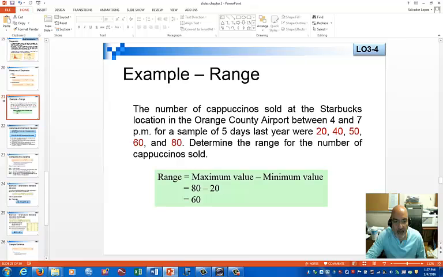The range, for example: the number of cappuccinos sold at the Starbucks location in the Orange County Airport between 4 and 7 p.m. for a sample of 5 days last year were 20, 40, 50, 60, and 80. Determine the range for the number of cappuccinos sold. Well, the range is just taking the maximum value and subtracting the minimum value. In this case, 80 minus 20. So the range would be 60.